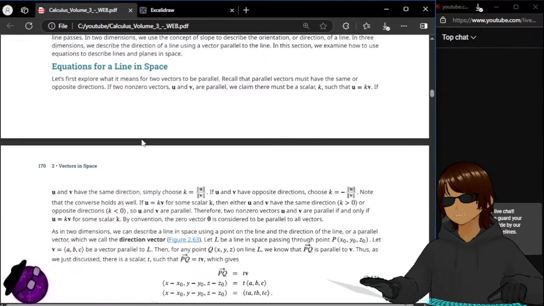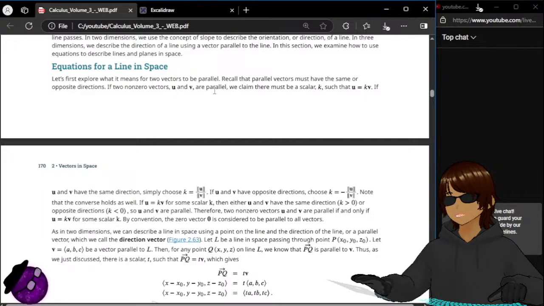Equation for a line in space. Let's first explore what it means for two vectors to be parallel. Recall that parallel vectors must have the same or opposite directions. If two non-zero vectors u and v are parallel, we claim there must be a scalar k such that u is equal to kv.